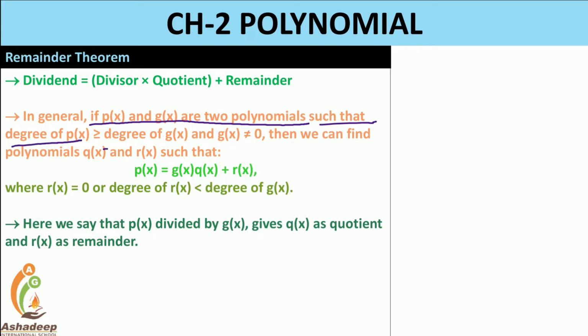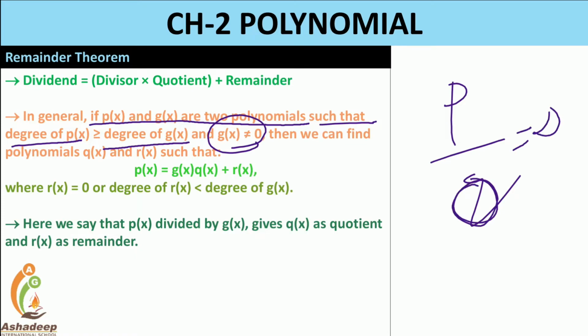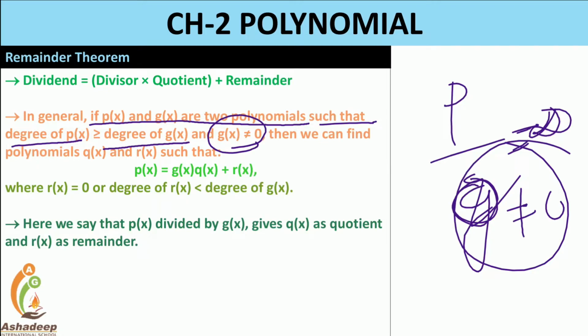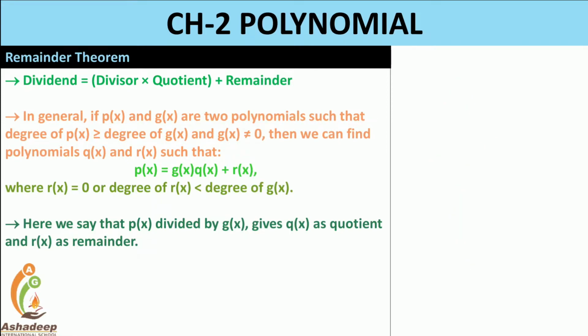of x is greater than or equal to degree of g of x, where g of x is not equal to 0. Why is g of x not equal to 0? See, because if I write down p upon g, if the divisor becomes 0, the term goes infinite. It never becomes 0. It is a generalized thing. Wherever you find anything in the denominator, you simply say the denominator can never be 0. That thing you need to keep in mind.